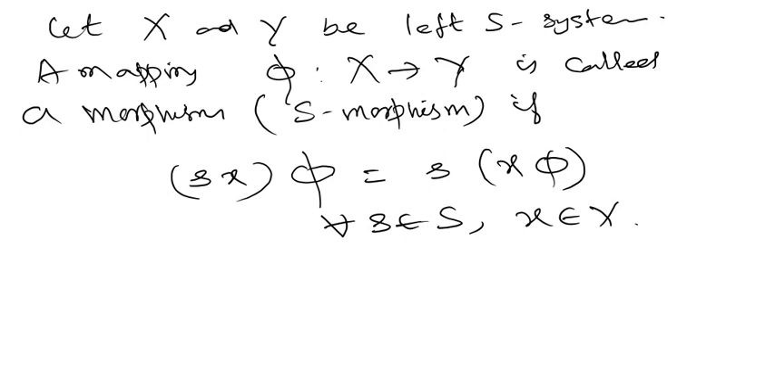Similarly, you can define the morphism between the right S systems. Okay, तो वहाँ पर S आपको right side लेना पड़ेगा, xs आपको लिखना पड़ेगा, और ये s है ना, ये right side ही बाहर जाएगा, हाँ? तो वहाँ पर ये होगा आपके पास, अगर आप right डिफाइन करना चाहोगे, it's (xs) phi equal to (x phi) s. So it should be like this.